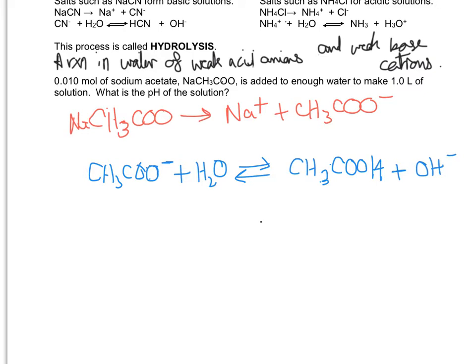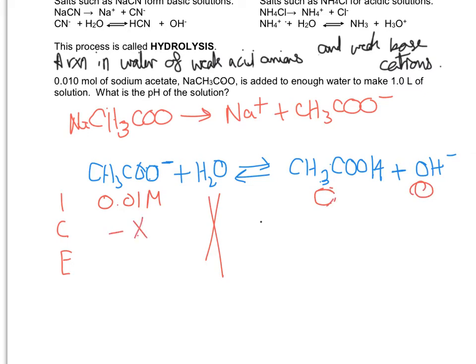Now if you wanted the pH, then you would want to do an ICE chart, just like any weak acid or weak base. You would always do an ICE chart since there's an equilibrium. So I'm going to write ICE. And initially I have 0.01 moles of the sodium acetate in 1 liter, and so this is 0.01 molar. So this is also 0.01 molar, and this is also 0.01 molar. And so my acetate to start with is 0.01 molar. I don't care about the water because it's a liquid. This is 0 and 0 to start with.